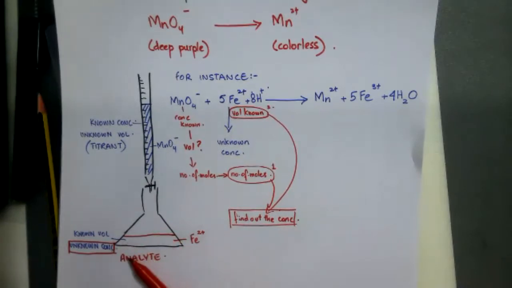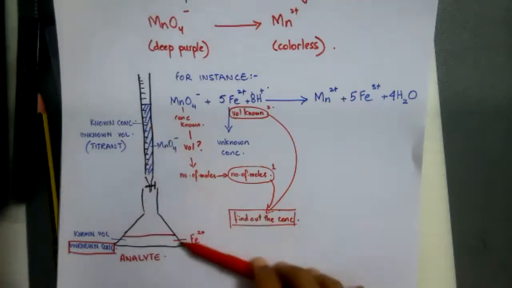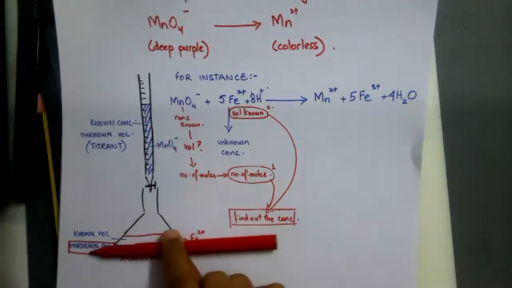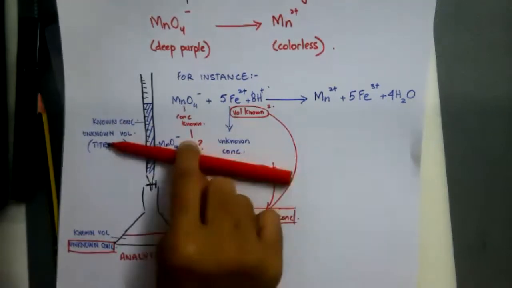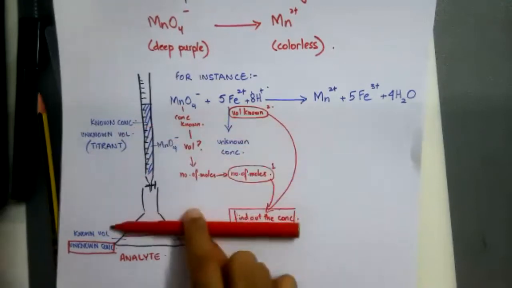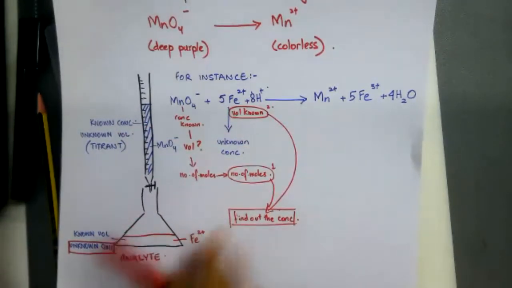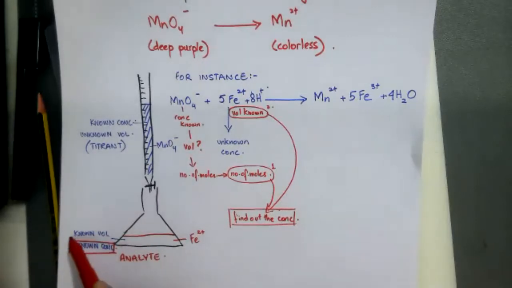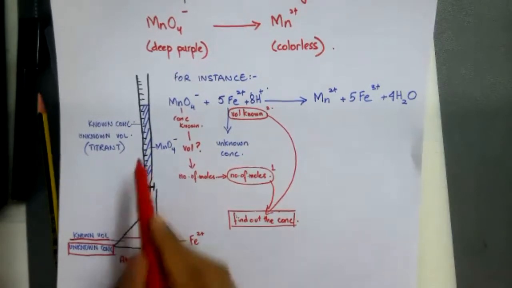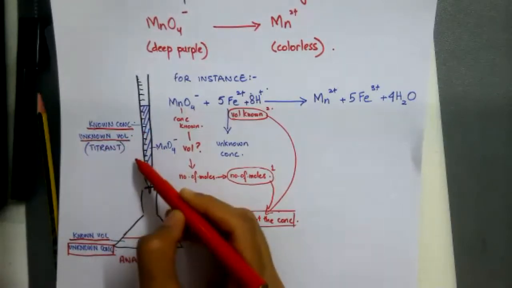Okay, 25 cm cube, keep it in the conical flask, and the other can be an oxidizing or reducing agent, it doesn't matter. But remember, this one is known volume, unknown concentration. And this one is known concentration, but we don't know the volume.